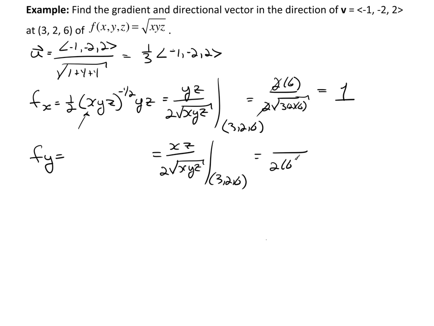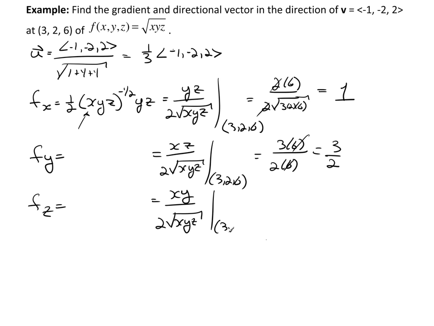And then my partial with respect to z is going to be the exact same thing, only I'm going to have xy in the numerator over 2 times the square root of xyz. Evaluate at 3, 2, 6, which I'm going to have x times y, which is 3 times 2. So I'm going to have 6 over 2 times 6. So this is going to be 1/2. That means my gradient vector, del f, is simply going to be 1, 3/2, 1/2.